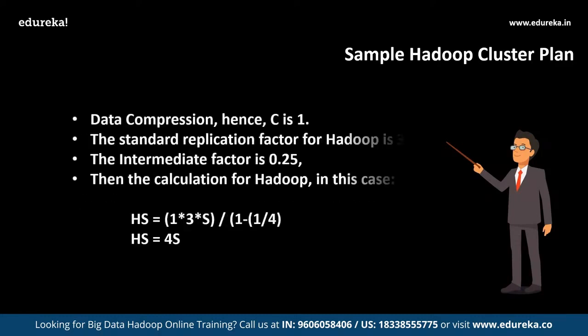Assuming that we will not be using any sort of data compression here, we shall keep C as a standard 1. And we all know that the standard replication factor in Hadoop is 3. So R is equal to 3. And next, the intermediate factor I is equal to 0.25. Then the calculation for Hadoop in this case will result as follows. HS is equal to 1 into 3 into S, whole divided by 1 minus 0.25, which will result in HS equal to 4S. The expected Hadoop storage in this case is 4 times the initial storage.